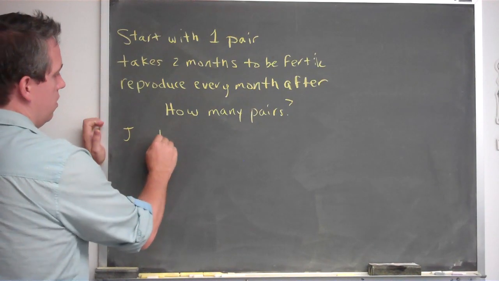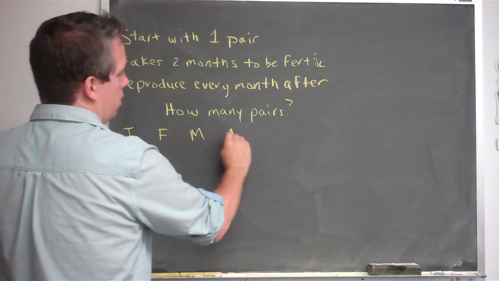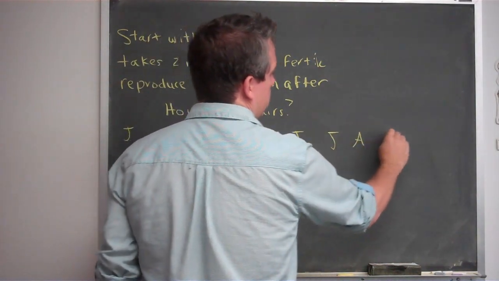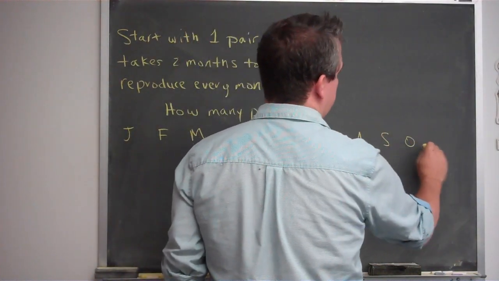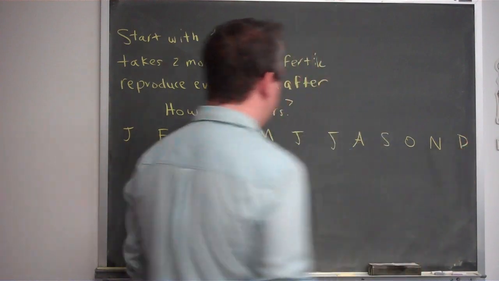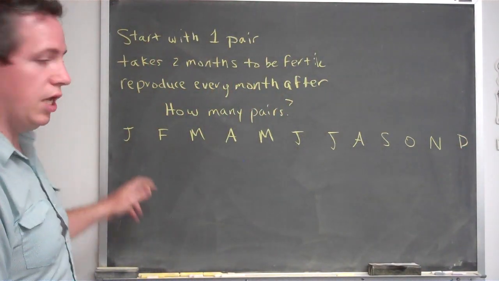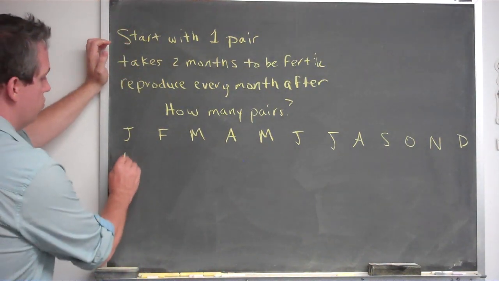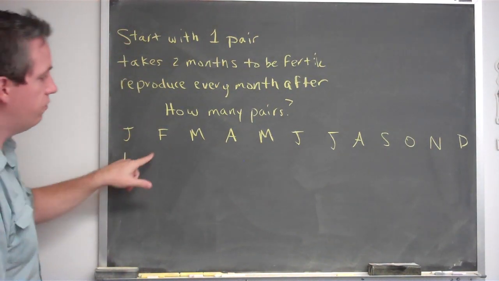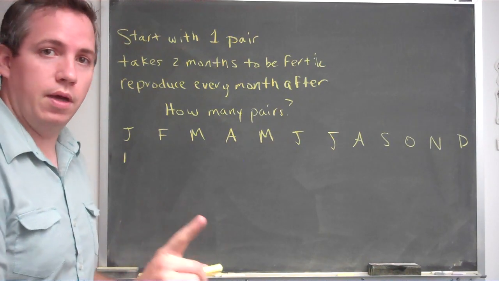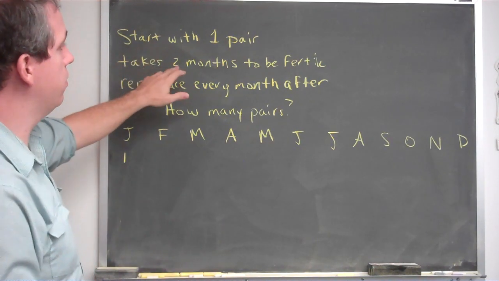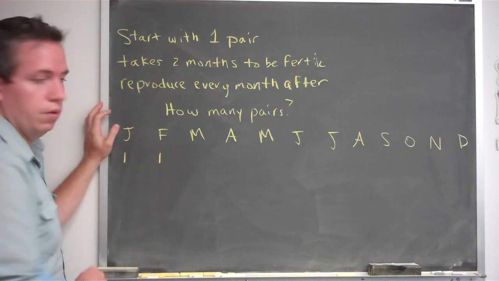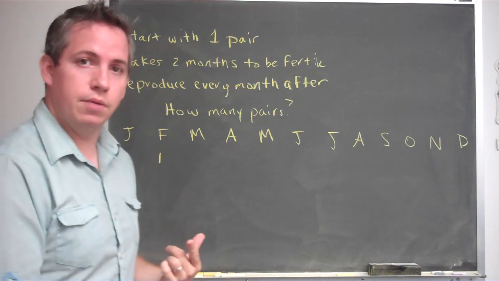We've got January, February, March, April, May, June, July, August, September, October, November, and December. So in January, we could ask how many pairs of rabbits are there. Well, it says that we start out with one pair, so there's one pair of rabbits. In February, only 1 month has gone by. So this pair of rabbits that we start out with is not able to reproduce yet, so we still have just one pair. But things start happening in March.